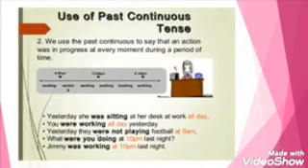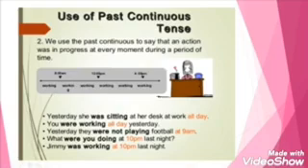The second use is we use the past continuous to say that an action was in progress at every moment during a period of time. Like this nice lady here. What's she doing? Working. Great. So when I say from 8 a.m. till 4 p.m., it's like all day. What was she doing? She was working. She was working all day.